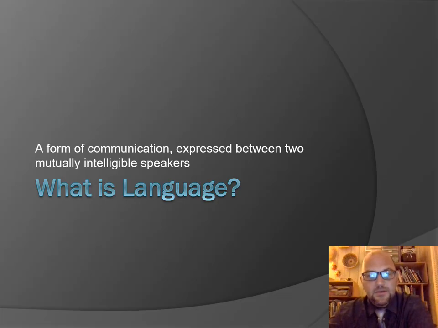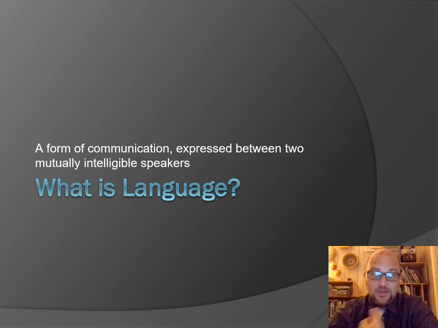Another way to think about language is to say that it's a form of communication expressed between two mutually intelligible speakers. That goes back to the learned and shared thing, right? And the mutually intelligible speakers is really critical here. Because one thing that a lot of people don't understand is that they want to claim that there is a right way and a wrong way to speak. And that's just not reality. If you and I both understand each other, then it's a perfectly valid form of a language.